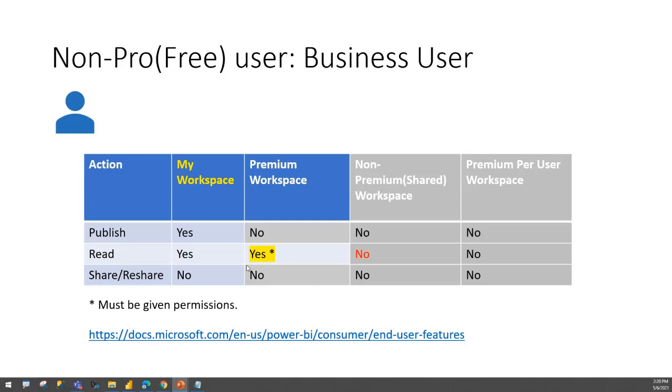And this combination of a premium workspace and a free user is a very common one in large organizations. So if you have a large organization that has already bought a premium capacity where you can get the premium workspaces, then you can have a few users who have pro licenses, and the majority of people will just have a free consumer license.